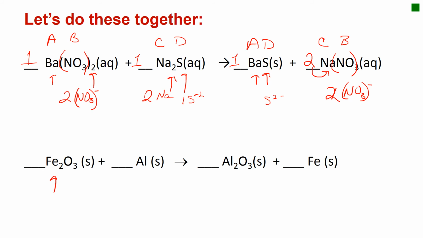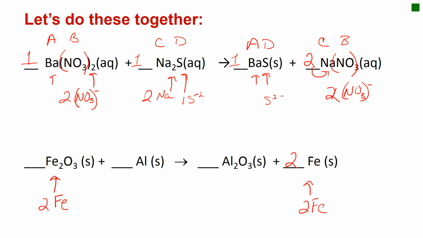I've got 2 iron atoms, or 2 irons, let's say irons, on the reactant side. And right now, just 1 on the product side. So I'm going to put a 2 there. So that checks out. I have 2 Fe's on the reactant side, and now I have 2 Fe's on the product side.